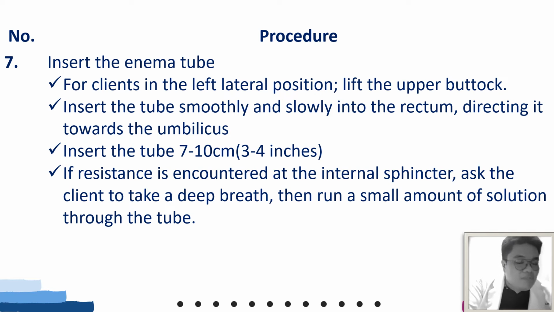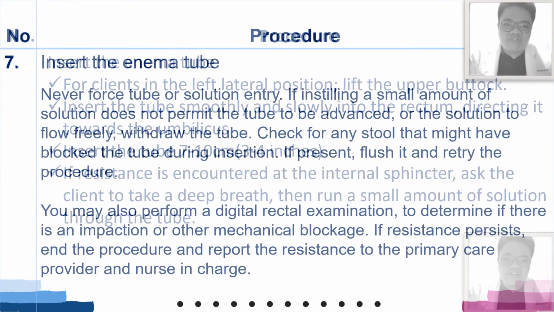If resistance will be encountered, students, at the internal sphincter, ask the client to take a deep breath. Because remember, class, you have your sphincters there. So if there is some resistance during the insertion, meaning class, the sphincter is not relaxed, so you need to ask the patient to take a deep breath. The deep breathing, dear students, would be able to help to open the sphincter. Again, the deep breathing could help to open and relax the sphincter. Then run a small amount of the solution through the tube. Remember, you have your clamp, which you can open to run the fluid.